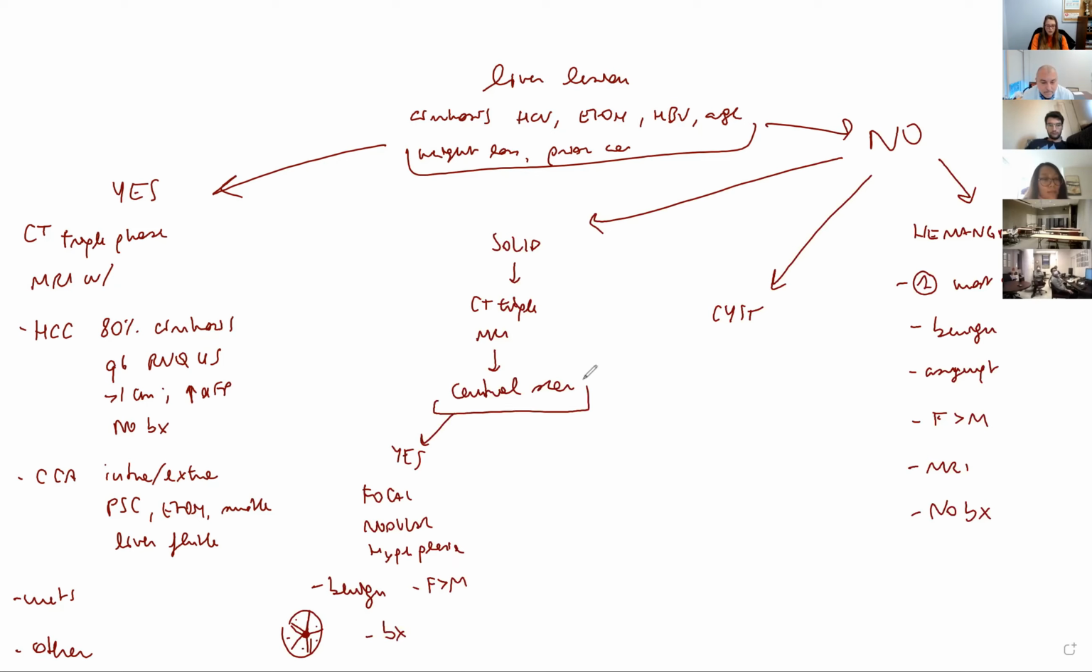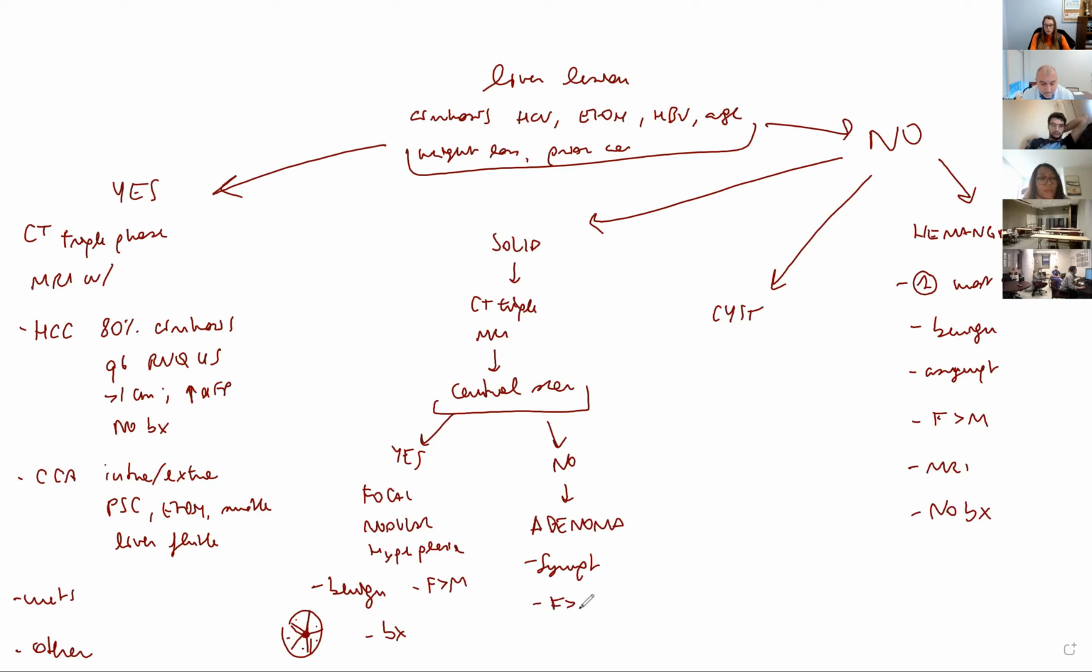If there's no central scar, the most frequent lesion is actually the hepatocellular adenoma. The problem with this is that even if it's benign, there's a risk of going into malignancy. The adenomas are usually symptomatic, so most likely the patient will have abdominal pain, fullness, something that tells you there's something going on in the liver, or at least in the abdomen. So you will do imaging.